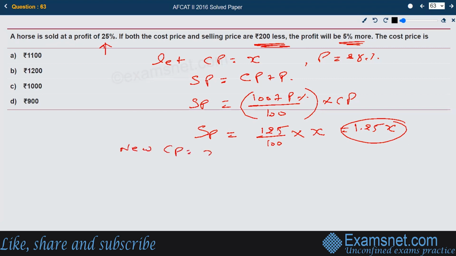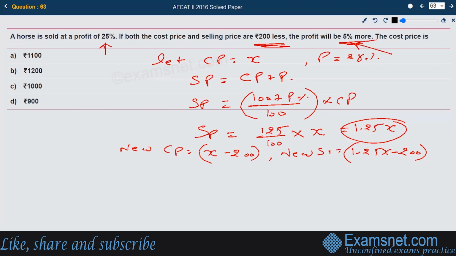New CP is going to be x minus 200, and similarly the new selling price is going to be 1.25x minus 200. These are the new CP and new SP values. Okay. Now, what he said: if you reduce CP and SP by 200 each, the profit will be 5% more.